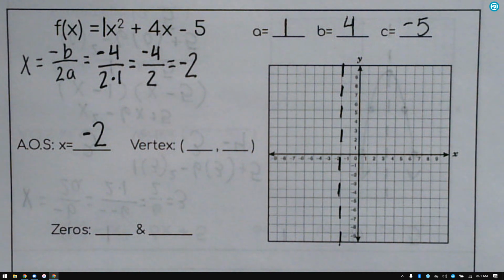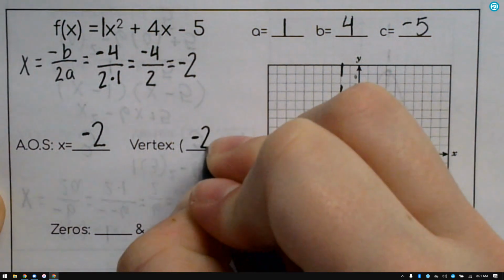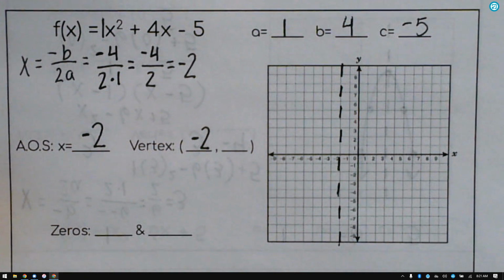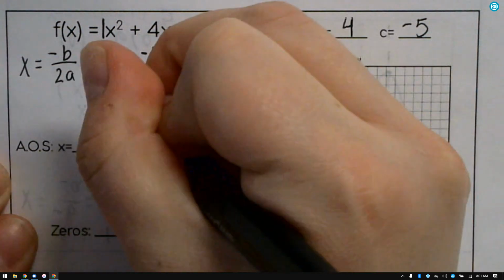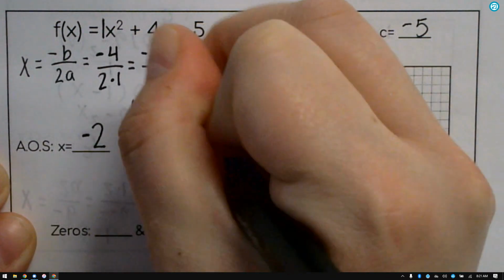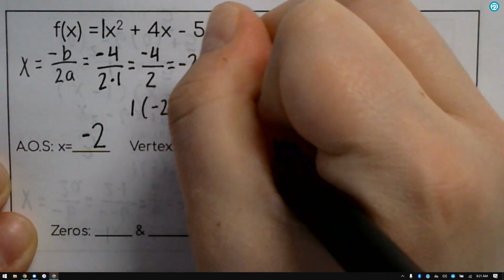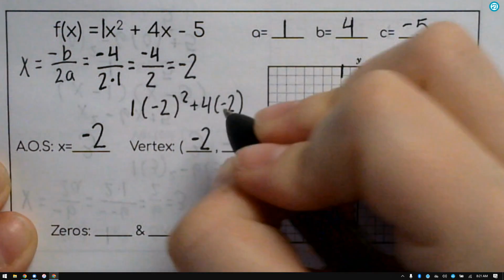Okay. Once I find the x that is my axis of symmetry, that is also the x of my vertex. So I'm going to plug in negative 2 there. That can get plugged in for x in my original equation. So it's going to be 1 times negative 2 squared plus 4 times negative 2 minus 5.